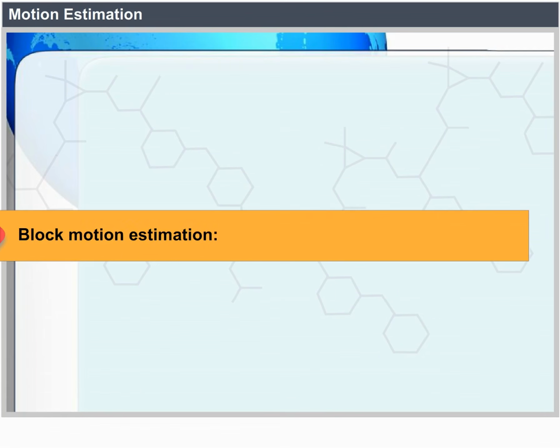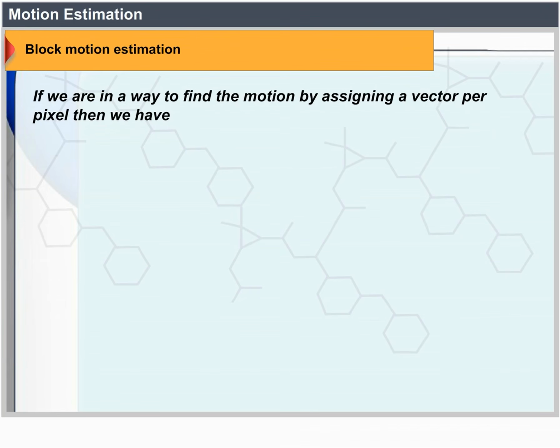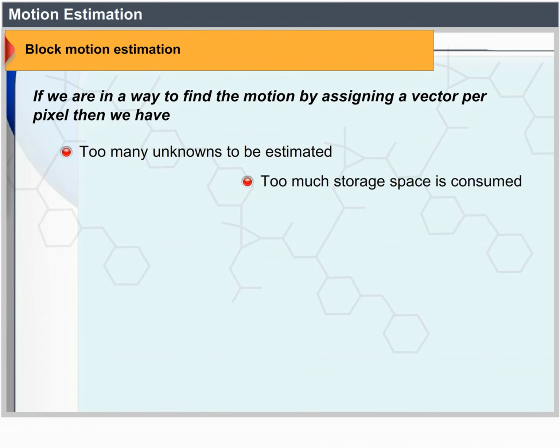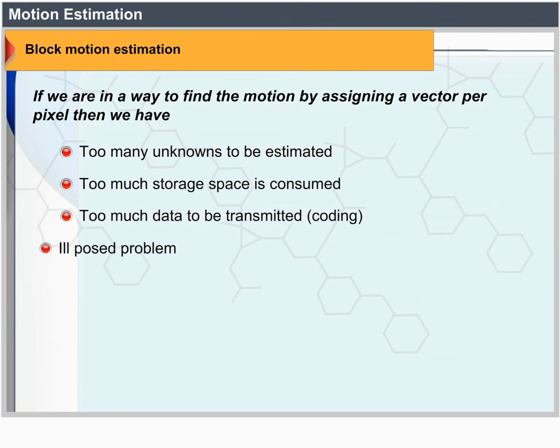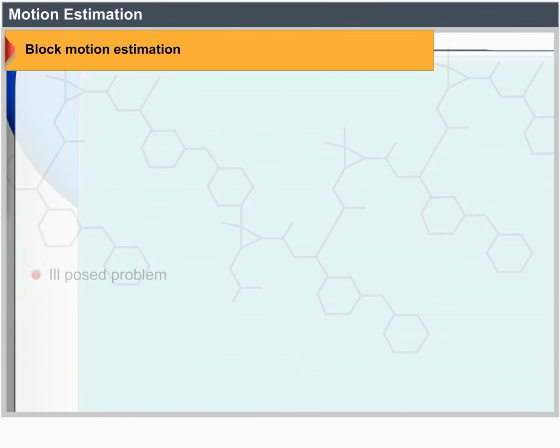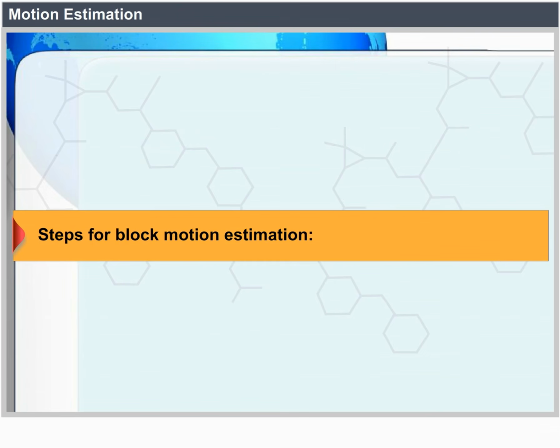Block motion estimation. If we are to find the motion by assigning a vector per pixel, then we have too many unknowns to be estimated, too much storage space is consumed, and too much data to be transmitted. Coding is an ill-posed problem with too many unknowns. Solution: divide the image into blocks and assign a motion vector per block.